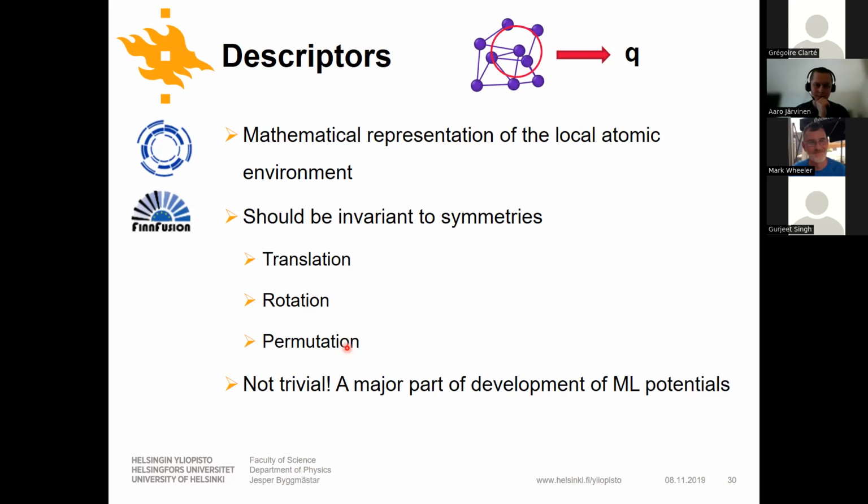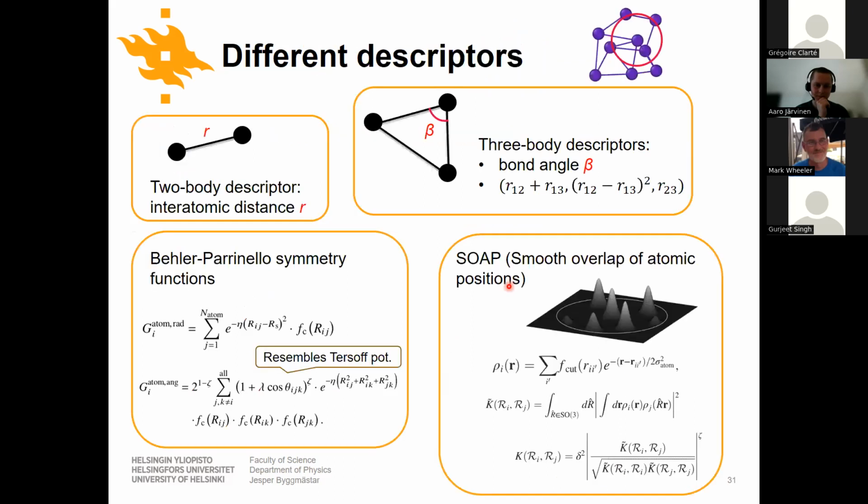Then permutation is a bit trickier, but that is if you have more than two atoms and you change the atom types but have the same angles between them, for instance, then you still should have the same energy. But people have been working on this, first mostly the group of Behler in Germany, and then later a group in Cambridge, Gabor Csányi and so on, and came up with a fairly good framework for doing this.